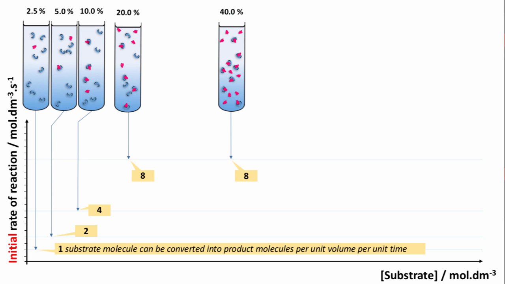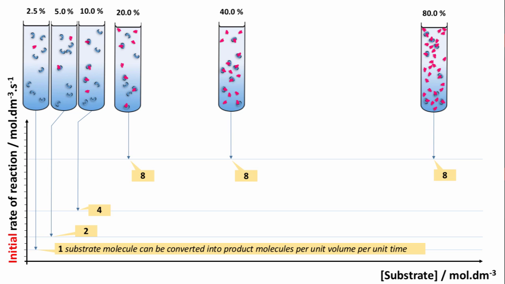But at 40%, this is where it gets interesting, because despite having 16 molecules of substrate, there is just 8 molecules of enzyme, and hence 8 active sites that can act on these 16 molecules of substrate. The top initial rate that can be achieved is just 8 substrate molecules being converted to product molecules per unit volume per unit time. The other 8 has to wait until the first 8 are done. So the top initial rate that can be achieved is just 8 molecules.